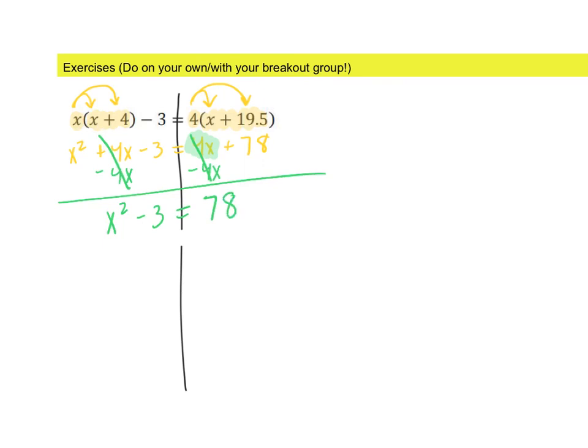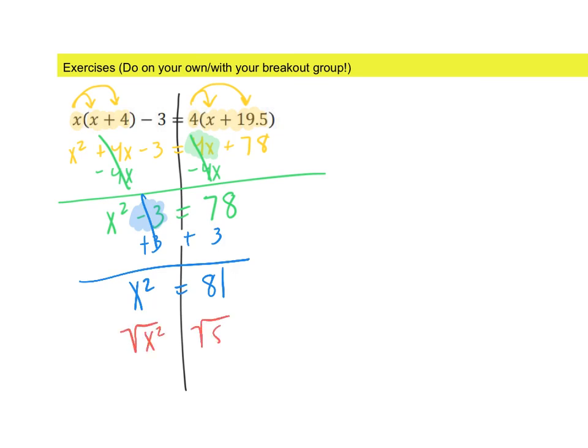I want to move that 3 away from my x squared. The opposite of minus 3 is plus 3. I do it to both sides, and I'm left with x squared equals 78 plus 3 is 81. My last step here is to get x completely by itself, so I'm going to take the square root from both sides. Over here, this cancels, and I'm left with x equals, what's the square root of 81? You should know that that is 9.